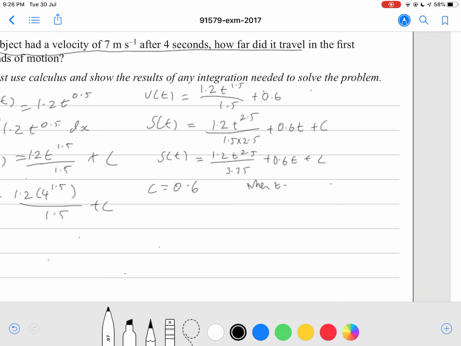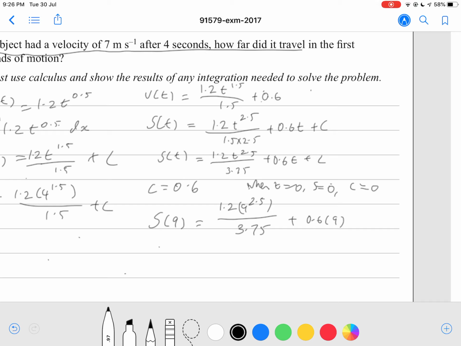We're going to say that when t equals 0, s equals 0, therefore c equals 0. Okay? So now we can find out what s of 9 seconds is. So s of 9 equals 1.2 times 9 to the power of 2.5 divided by 3.75 plus 0.6 times 9. And once again, it's just simple calculator work from here. Remember to add brackets when necessary. If you're not confident in completing everything in one line, then split it up into different steps, one at a time.